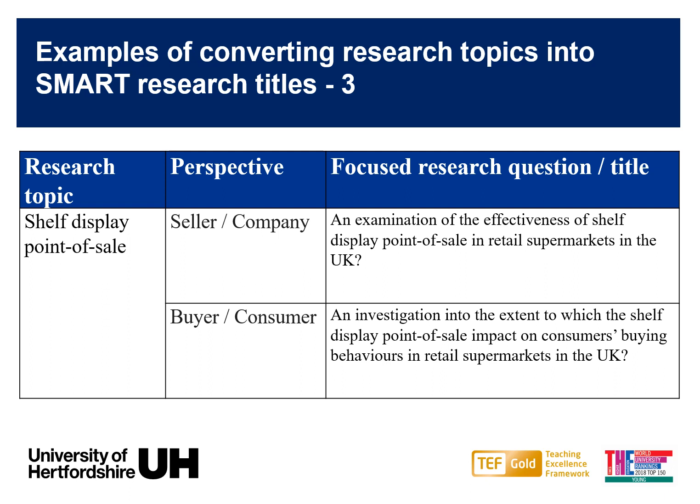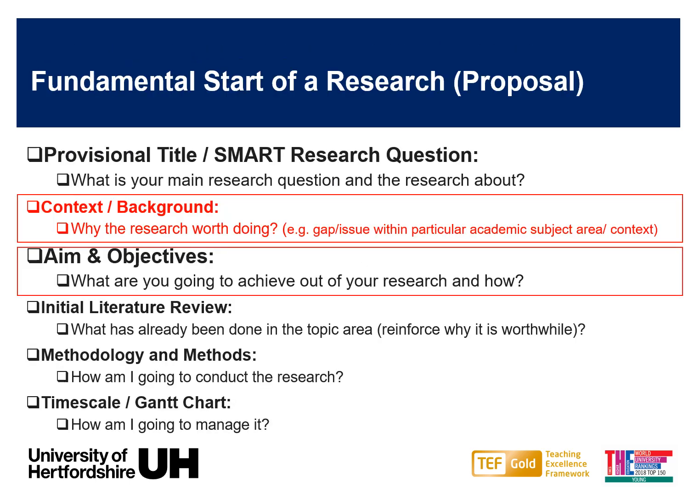So hopefully these few examples give you the idea of how you can convert general research topics into smarter, more appropriate research titles or questions. And as we mentioned, once your research title or question has been formed, it just flows later. You provide the context and background and look into the particular issues within the academic subject area and context, which links to the aims and objectives you want to achieve and how you want to achieve them. Later on, we talk about more.